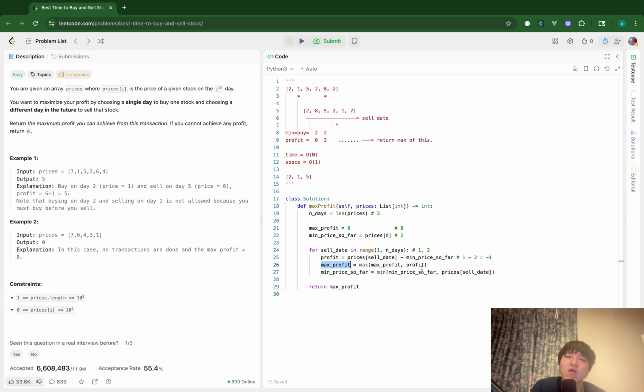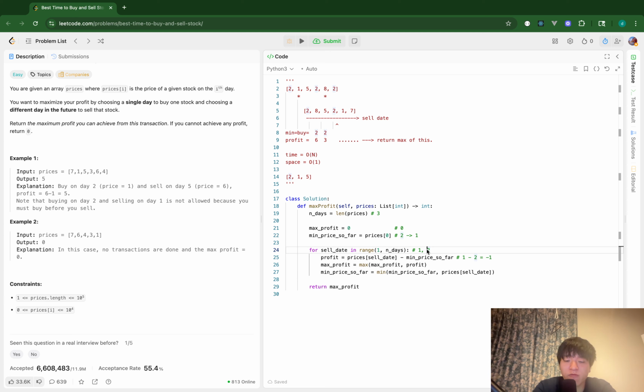Oh, yeah. Okay. Actually, this doesn't make any profit, but it's okay because max profit is not updated with a negative number. So yeah, I can just keep it included. So now profit is negative 1, the max profit is still 0, and min price so far is the smaller one of 2 and 1, which is 1. Which is as expected.